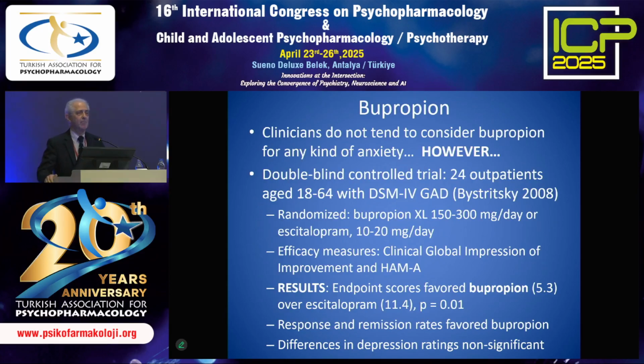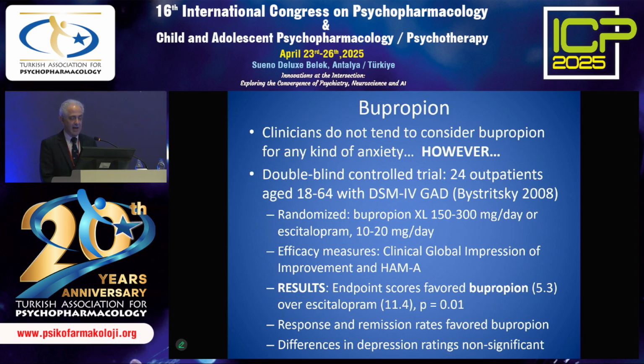And the last one I'm going to talk about may surprise you, because clinicians don't usually consider bupropion for any kind of anxiety. However, did you know that there's a double-blind controlled trial of bupropion versus escitalopram, an FDA-approved treatment for GAD? Now, it was a tiny study, only 24 patients. They had DSM-4 GAD, which is very similar to the current criteria, and they got bupropion 24-hour version, up to 300 a day, and that was compared to escitalopram, 10 to 20, a good robust dose of that.